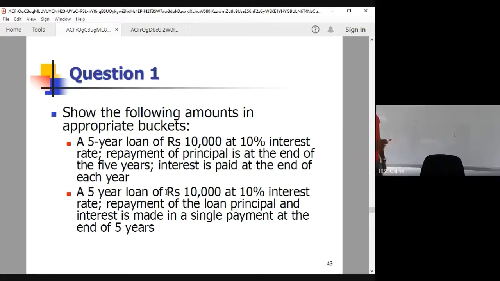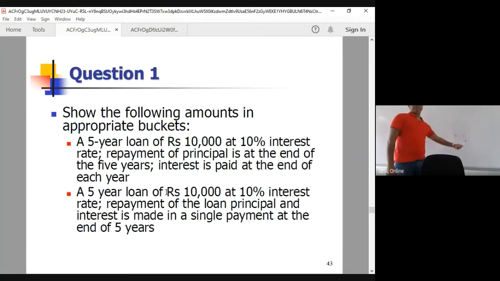End of 5th year. So you have principal plus interest here. So nothing here. Nil, nil, nil, nil. Correct? Yes. So basically, on this particular asset, all your cash flows are going to come back to you.